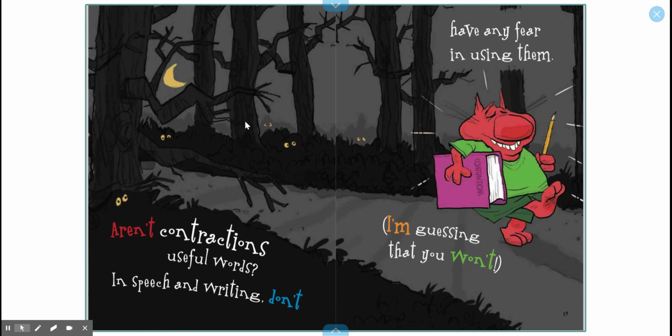Aren't contractions useful words in speech and writing? Don't have any fear in using them. I'm guessing that you won't. So there's lots of contractions. Are not changes to aren't. Do not changes to don't. I am changes to I'm. And won't is from will not. So won't is a rule breaker one. It goes from will not to won't. So you kind of have to memorize that one.